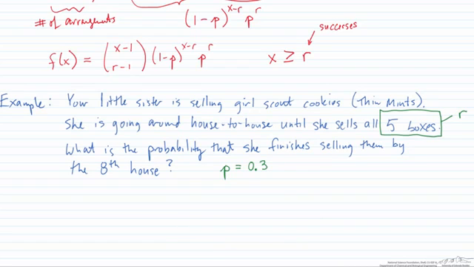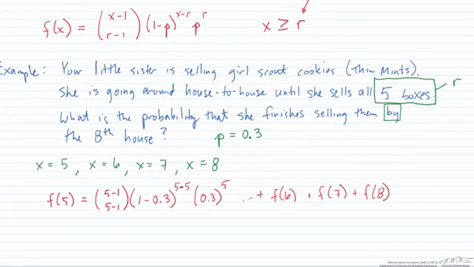She could get really lucky, and in 5 houses she could sell all 5 boxes. Or she could sell them on the 6th house, or the 7th, or the 8th. So really, this is sort of an "at least" problem, or you have multiple possibilities. So if we sum up the probability that you'll finish selling them on the 5th, 6th, 7th, and 8th houses, that's going to answer our question of by the 8th house.